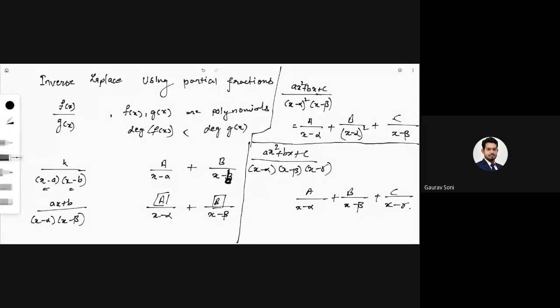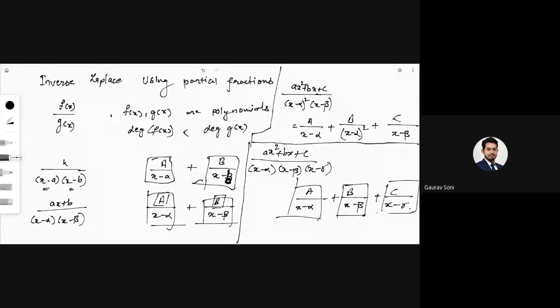Take a screenshot of it or write it down. Once we have separated this, I can find the Laplace inverse of each term, and similarly the Laplace inverse of the right hand side in each step. So we use partial fractions, convert it to this form, and then take the Laplace inverse. I hope partial fractions is clear to you now, so that I can go for the examples.